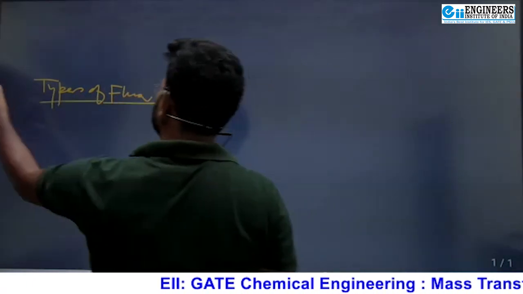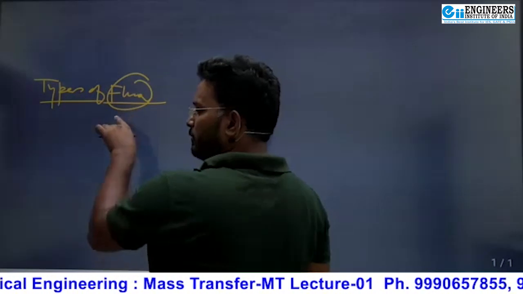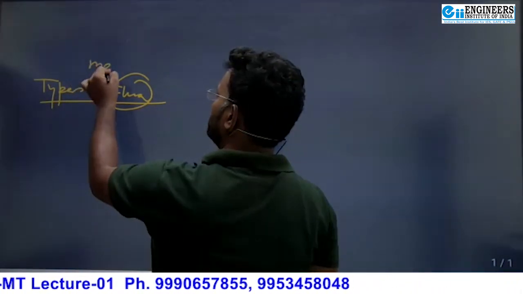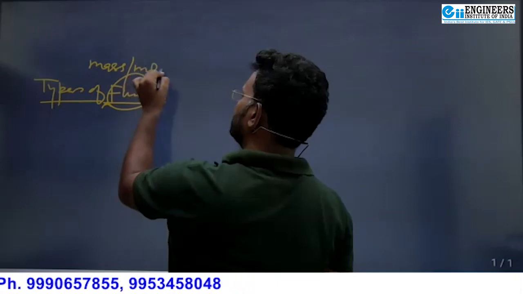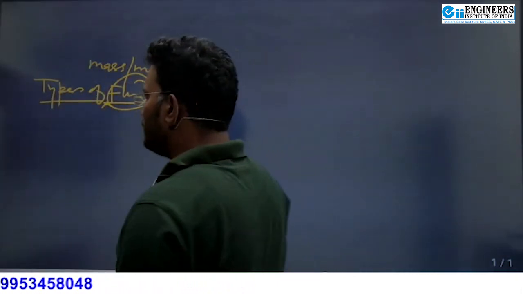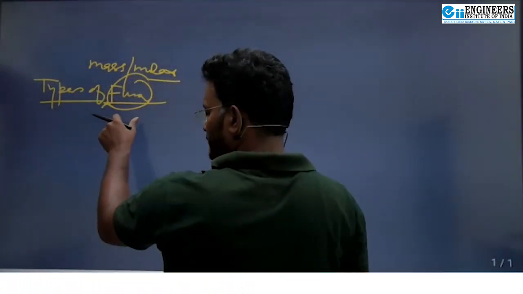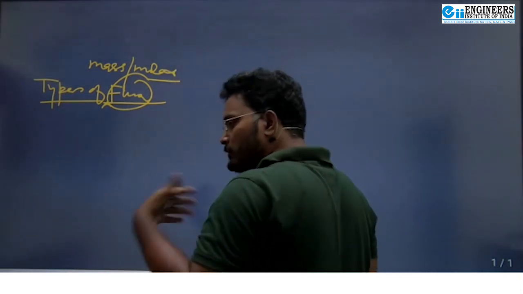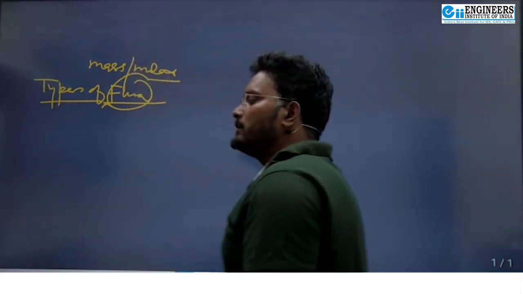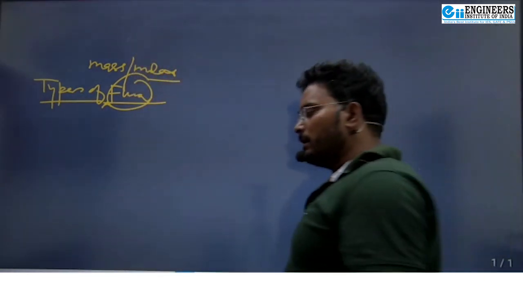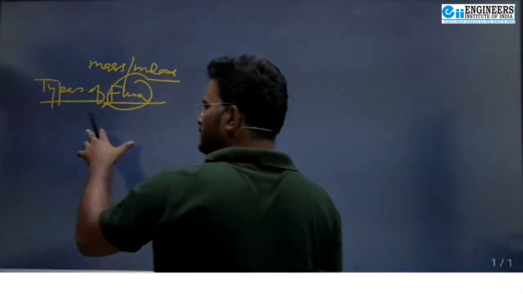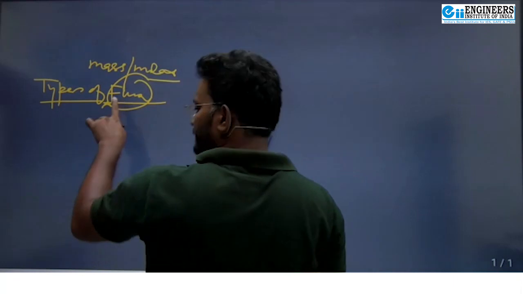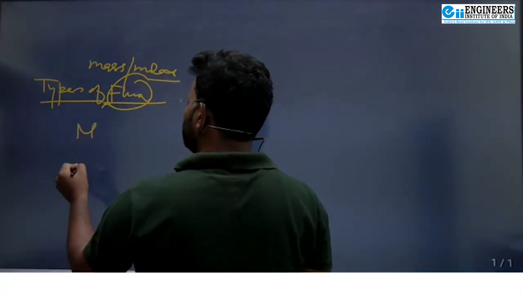Types of flux. Now what is flux actually? I am talking about mass flux here. Types of mass flux or molar flux. Two types of flux are there. Flux means the transfer of mass per unit area per unit time. How much amount of mass has been transferred per unit area per unit time. Okay, mass or moles, जो भी हो, mole transfer, तो molar flux, mass transfer, then mass flux. Clear? The two types of flux are called N and J.